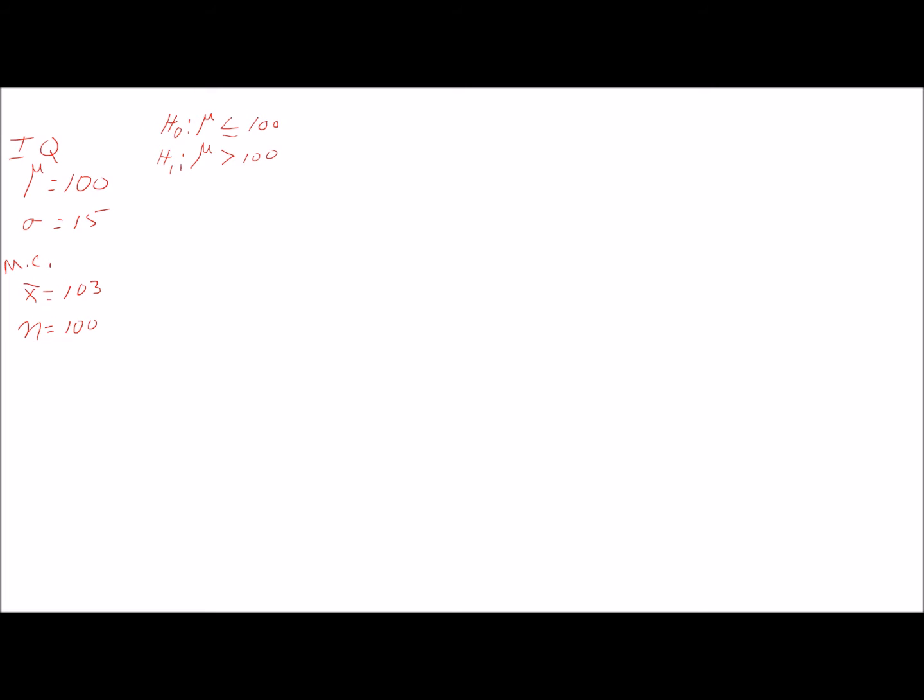So that would be, and pardon my sloppy handwriting, but that would be the expression of the hypothesis that we're working on. So one tail, upper critical. Seeing now if Mercy College students have a higher IQ than that of the population in general. So we want to see, is there a significant difference between Mercy College's score and the population in general?